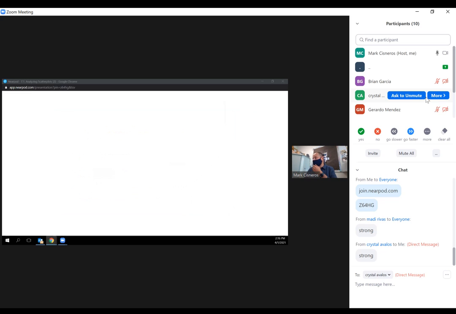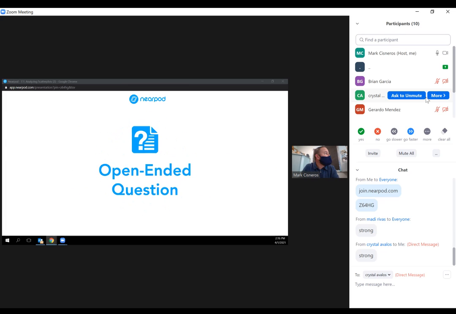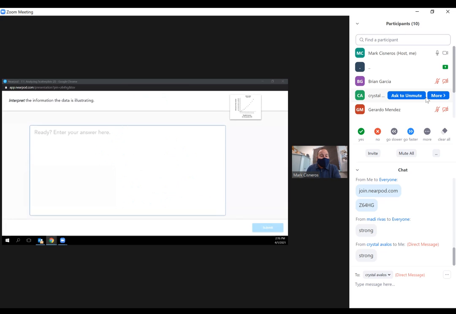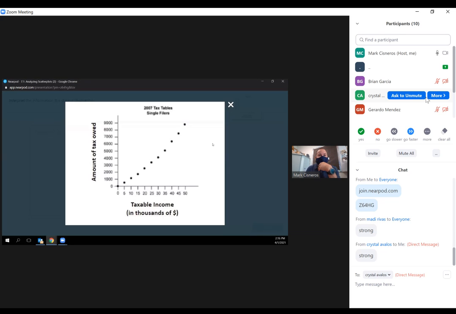Okay. Answer this question on your screen. I just talked about the correlation. Now I want you guys to interpret the graph. Don't worry about being right or wrong. I'm going to give you about 60 seconds. Put an answer. What is the interpretation of the data? What are you learning from this graph?